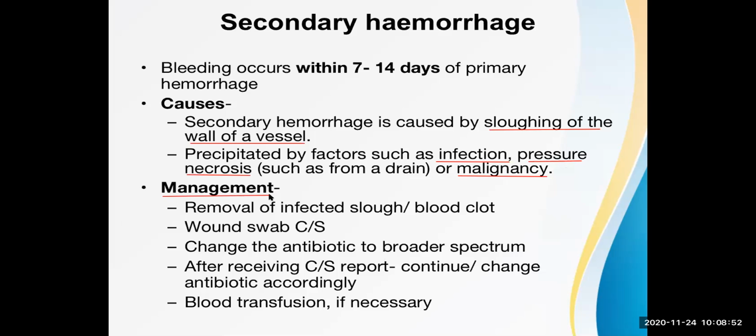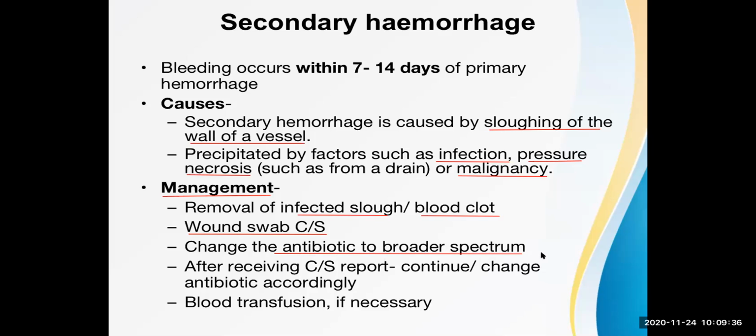Now, regarding the management of secondary hemorrhage, we have to remove that infected slough or blood clot, because that is infected already. Okay, we have to remove that infected content. Send the wound, okay, for culture and sensitivity, and that is done by taking a swab from the wound and sending that to the microbiology lab, and they will give you the report which organism is responsible. Change the antibiotic to a broader spectrum if you have already used one type. We are not satisfied now, so change that into the broader spectrum, or upgrade that antibiotic. Okay, it is called upgrading of antibiotic.